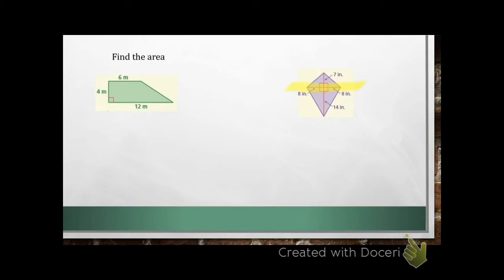Let's write our formula again for a kite. This time it's actually going to be a combination. We're going to find the area is equal to the area of the first triangle, which is 1/2 B times H, plus the area of triangle number 2, 1/2 B times H.